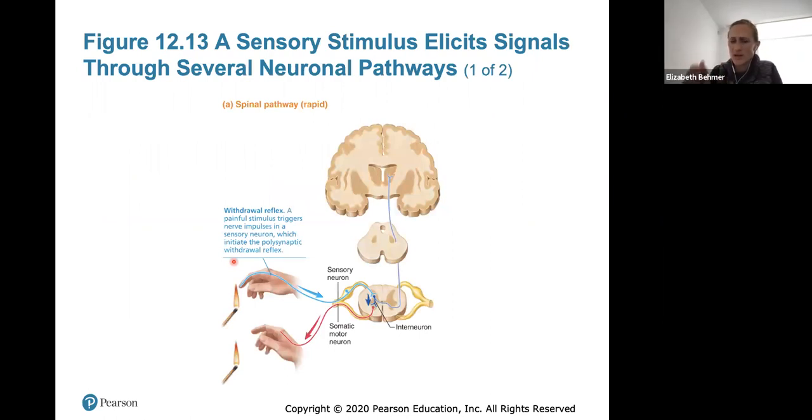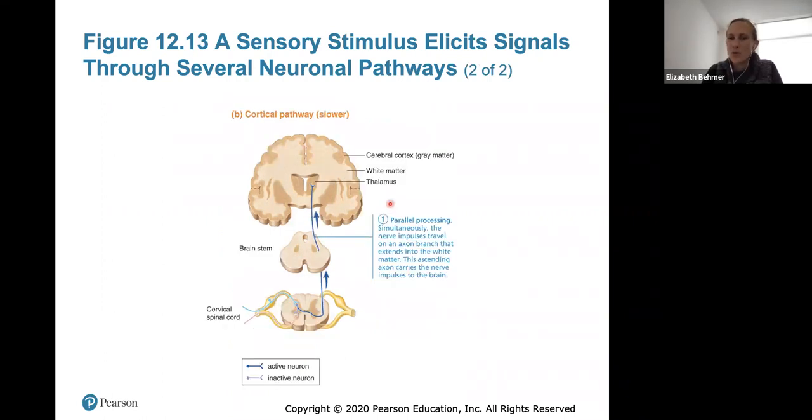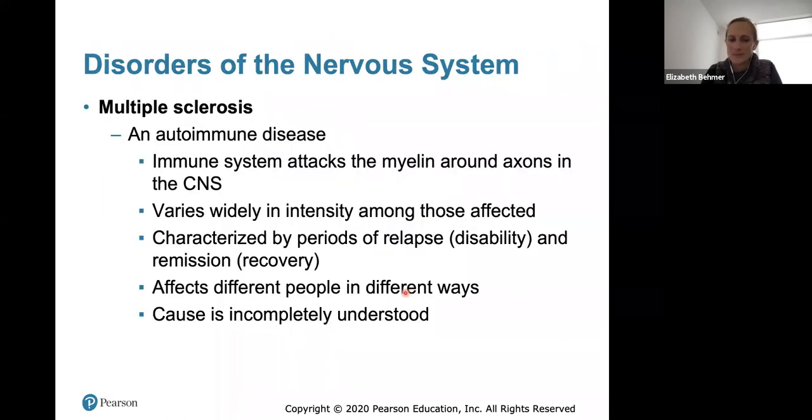So let's say you burn your finger. To take your finger away from the point of pain, that doesn't involve your brain pathway. It just goes into your spinal cord and the motor response comes right out. So this is a withdrawal reflex. It's extremely rapid. However, information is still sent up to your brain that pain was felt. Here's a cortical pathway, which is much slower, where simultaneously the nerve impulses travel on an axon branch that extends into the white matter, and this ascending axon carries the nerve impulse to the brain.